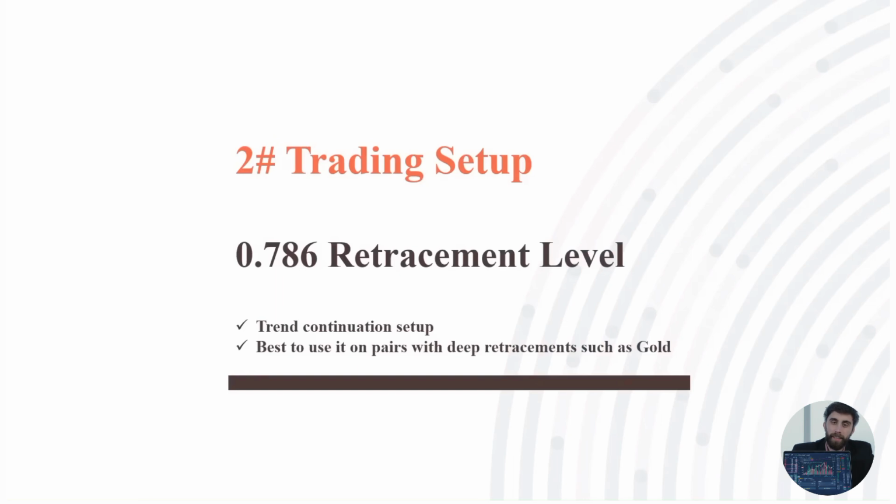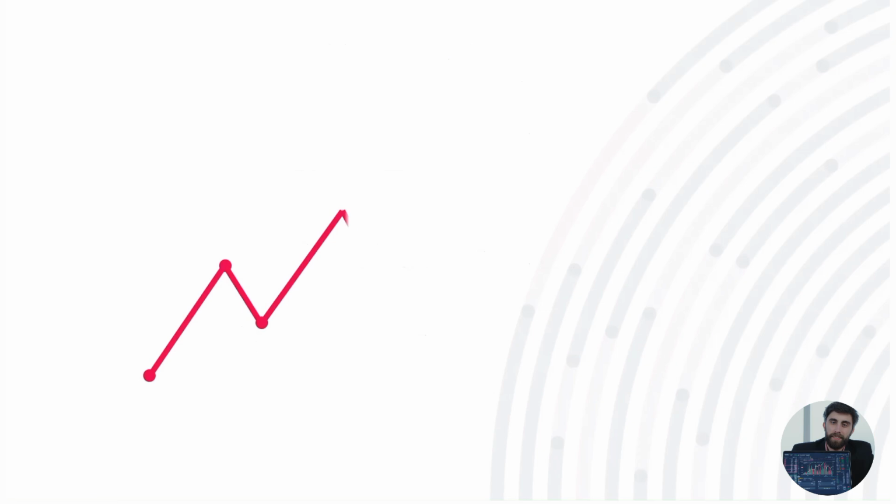This setup is based on the 786 Fibonacci retracement level, and it is best to use it on pairs with deep retracements, such as gold. This trading strategy is also a trend continuation setup, so use it when you can clearly identify the trend. Imagine we are in an uptrend, and the market is continuously making higher highs and higher lows.